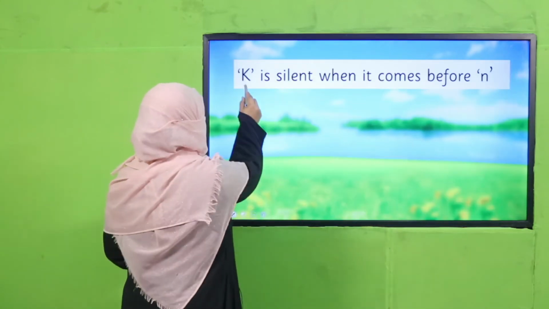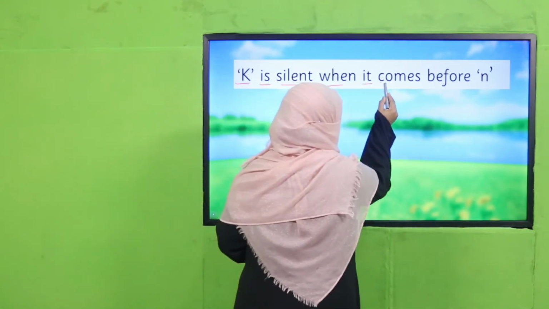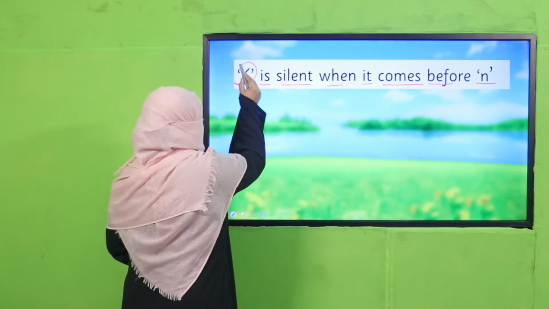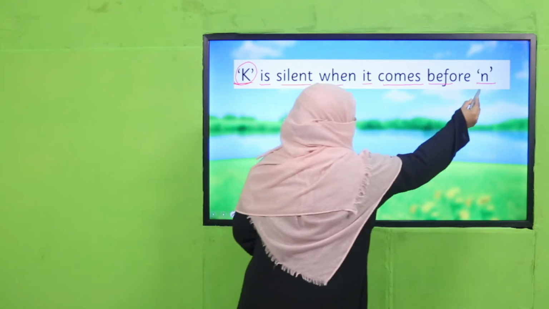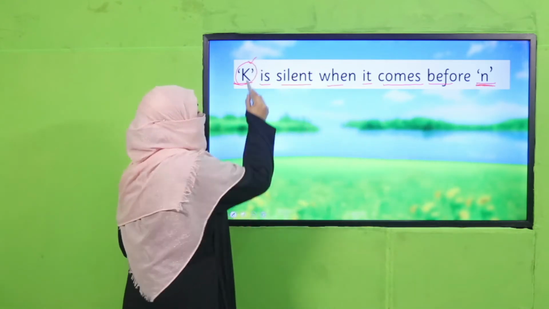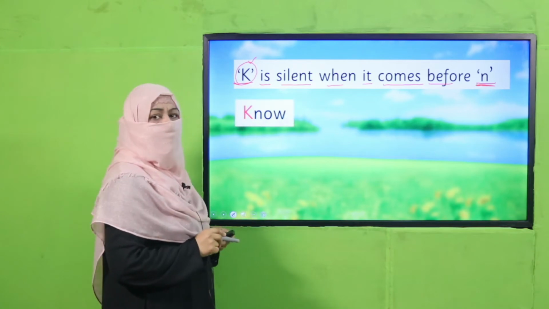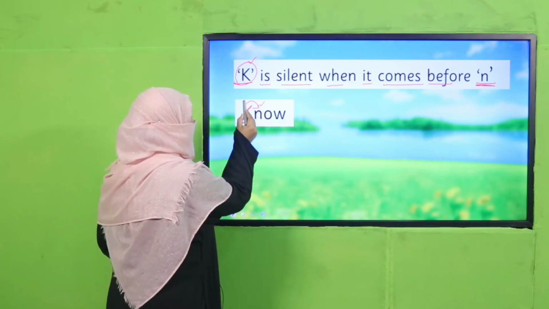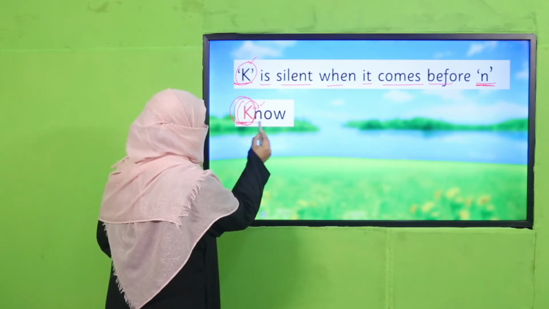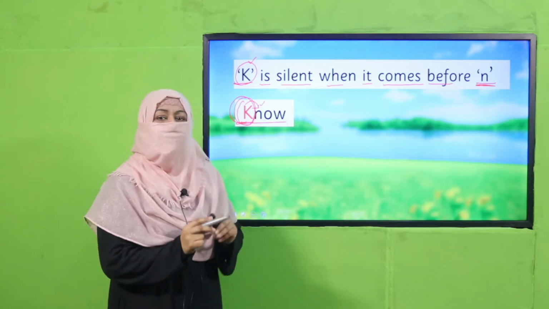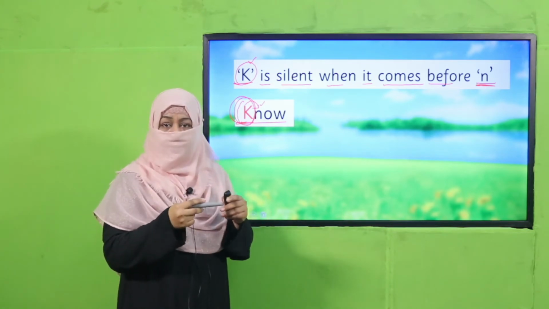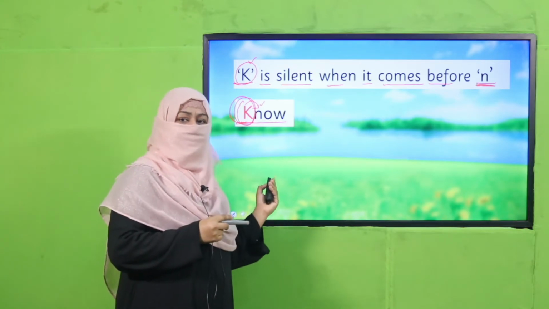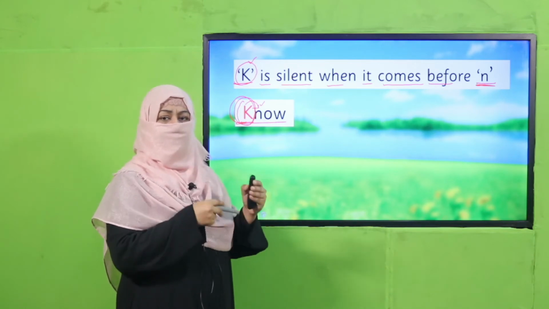The next rule is K. K is silent when it comes before N, right? Like you find a word where you find K, and after K, the very next letter is N. It means this K will be silent. Like know, K is there, and right after K there is N. So this N makes this K mute. This K will be silent, and we'll say no. But when we write it, we will write K. Are you getting it? These silent letters are for pronunciation. But for writing, we include these letters. That's why we say they are there, but we don't say them.